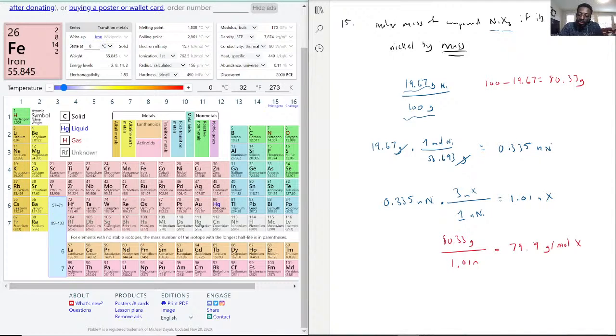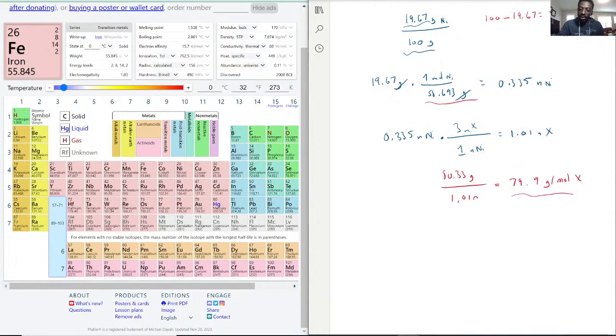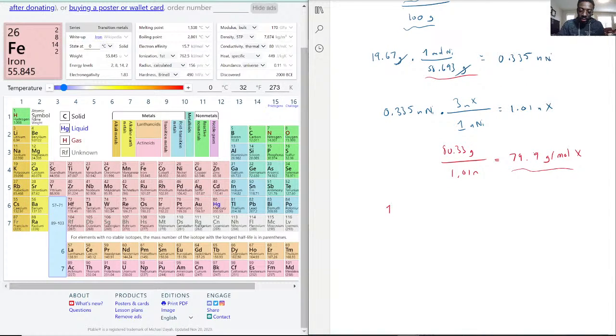So now we have, as we solved here, the molar mass of nickel and the molar mass of the X. So now we did the math of the constituents. We have 1 nickel, 3 X, times, and that is 58.693, 79.9.